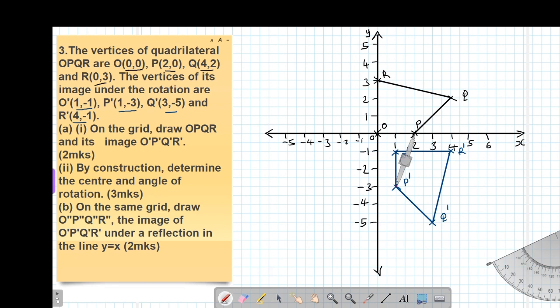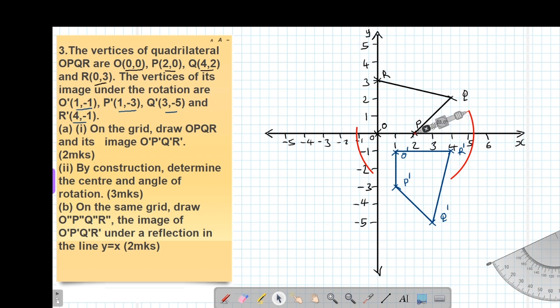Once it is at that point, you're going to make an arc on the upper side and the lower side. So we need to make an arc on this side with the distance P to P prime. So you make an arc on this side. Then of course we are also going to make an arc on this other side. So I also make an arc on this other side.